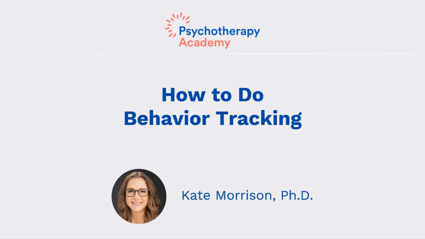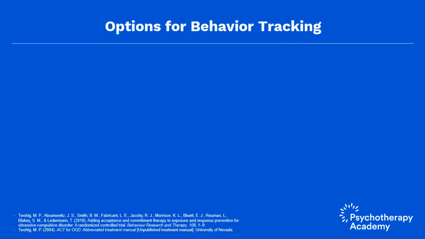We're now going to walk through an example of how to do behavior tracking with this specific example that we just walked through. So we're going to talk about the same 41-year-old woman who has fears that she has unintentionally lied to someone, and that would mean that she is an immoral person. So let's talk about some of the different options for behavior tracking.